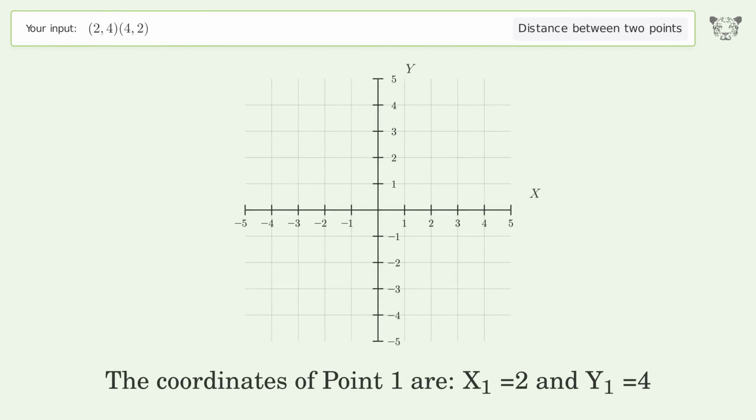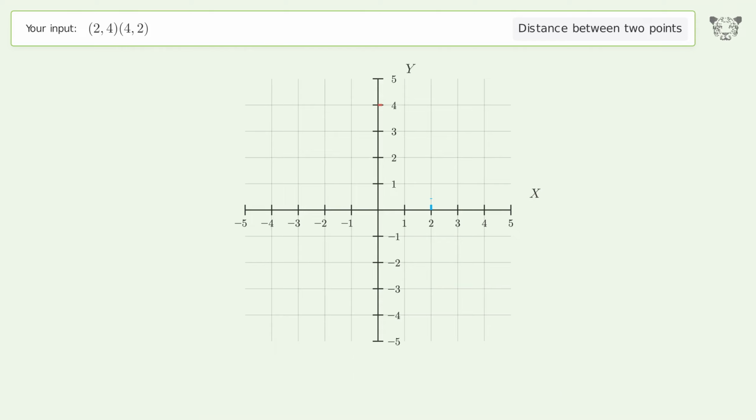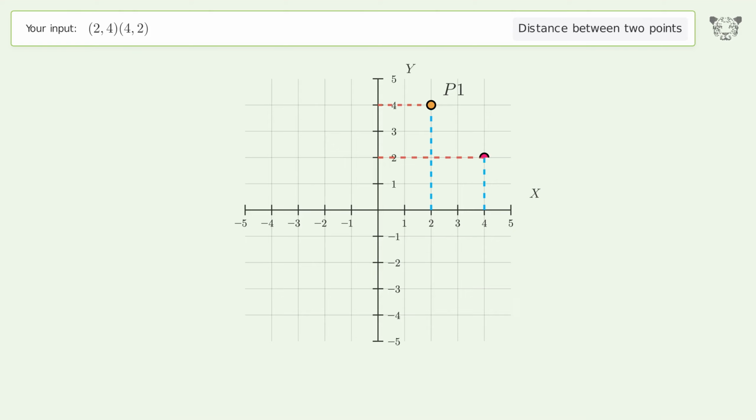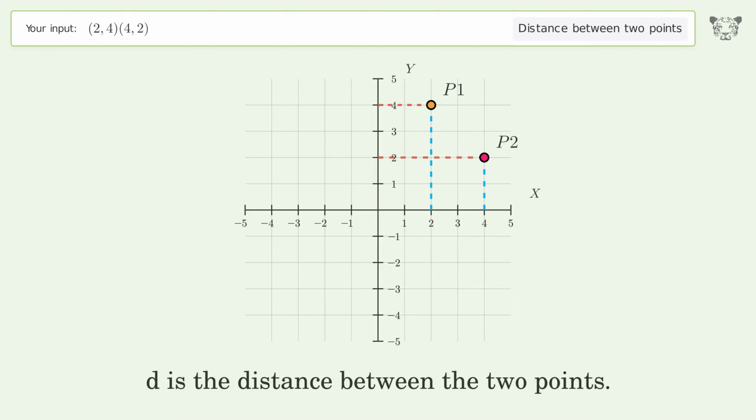The coordinates of point 1 are, x1 equals 2 and y1 equals 4. The coordinates of point 2 are, x2 equals 4 and y2 equals 2. D is the distance between the 2 points.